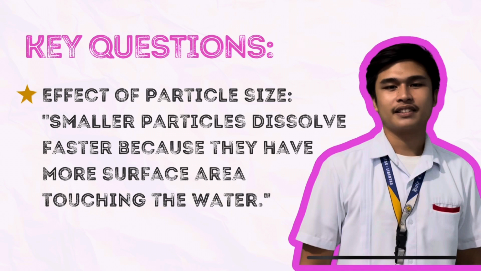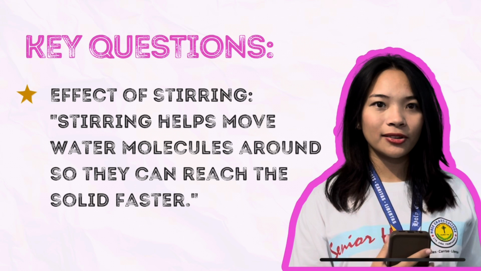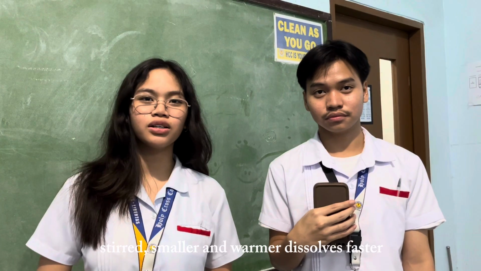Effect of particle size: smaller particles dissolve faster because they have more surface area touching the water. Effect of temperature: hot water makes molecules move faster, so the solid breaks apart and dissolves quickly. Effect of stirring: stirring helps move water molecules around so they can reach the solid faster. All our hypotheses were correct. Stirred, smaller, and warmer dissolves faster. And that's how solubility works.